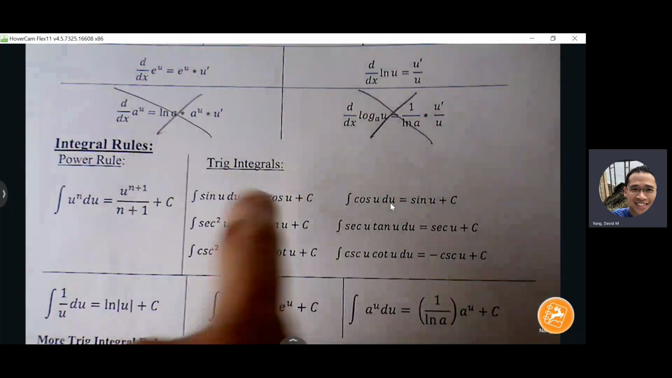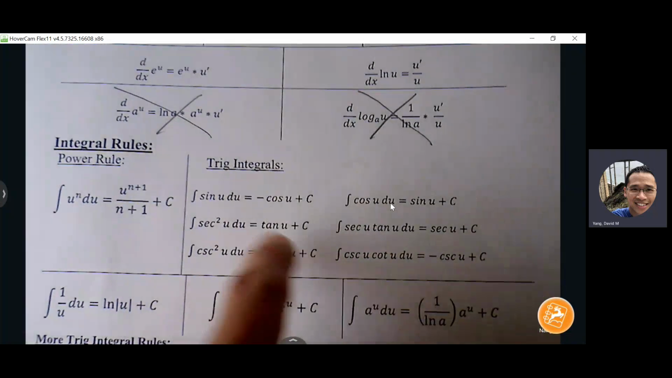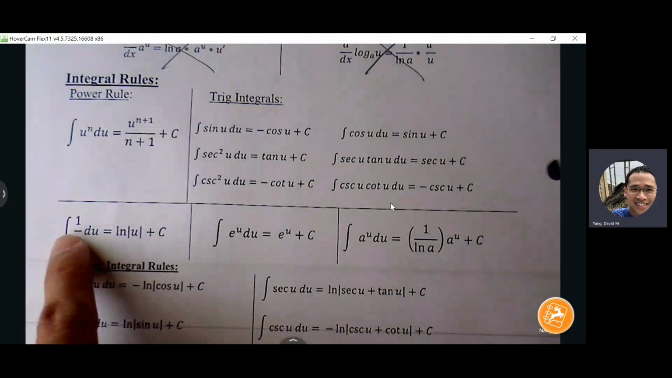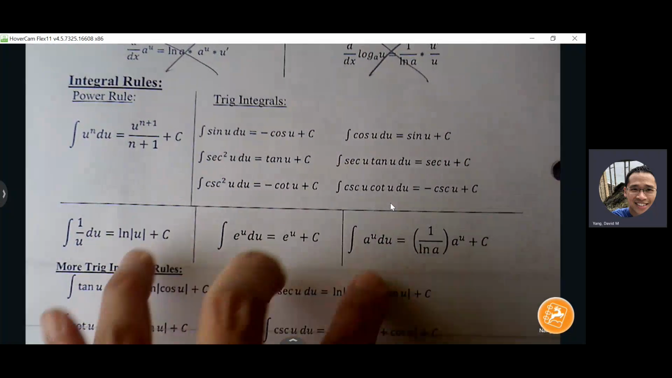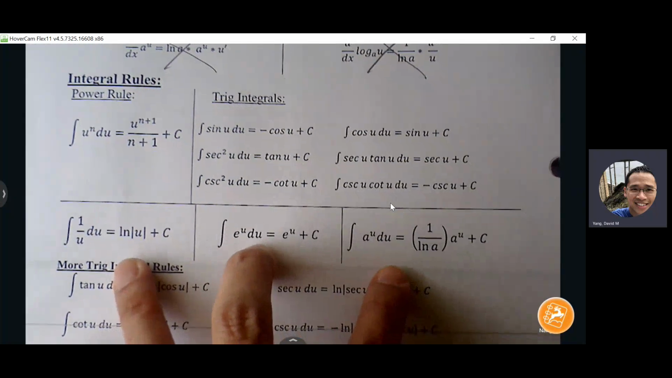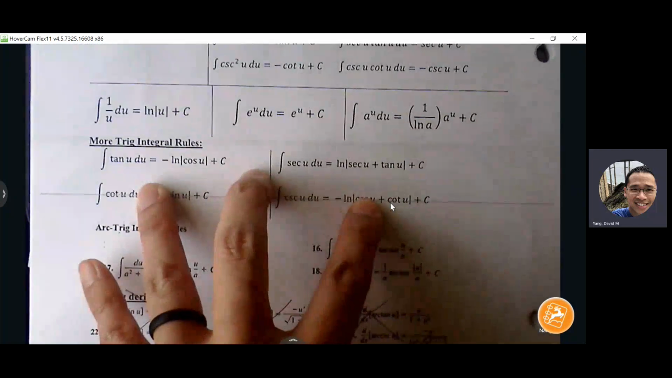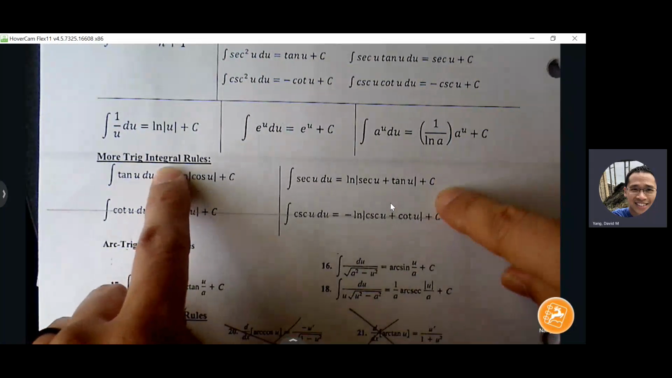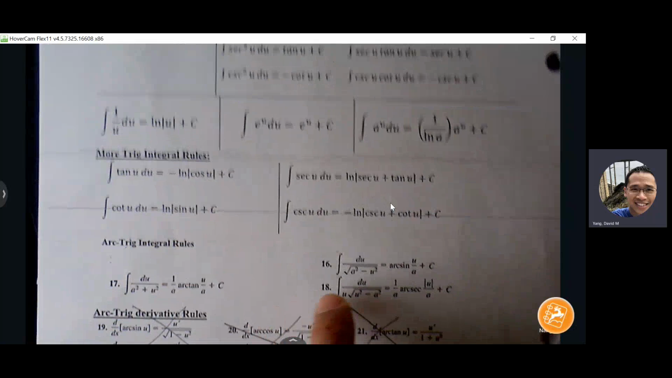Power rule, we've been using that a lot. Trig integrals, these just come from the original 6 trig derivatives. 1 over u du, e to the u, a to the u. These are ones that we've been using recently from the quiz. And then more recently are the 4 trig integral rules and the arc trig rules, right?